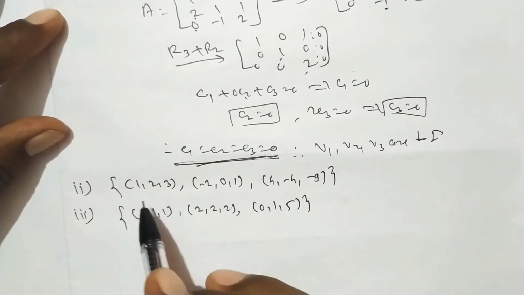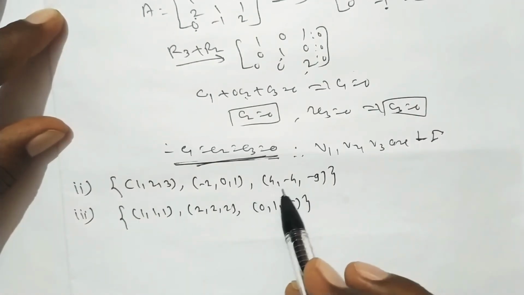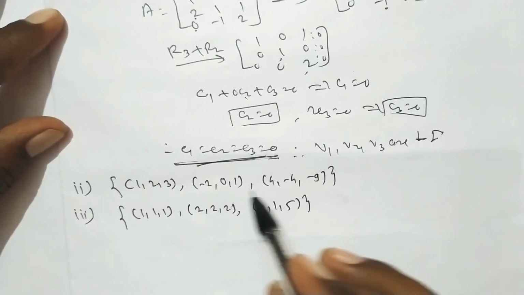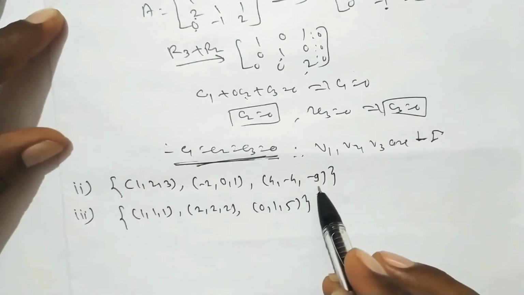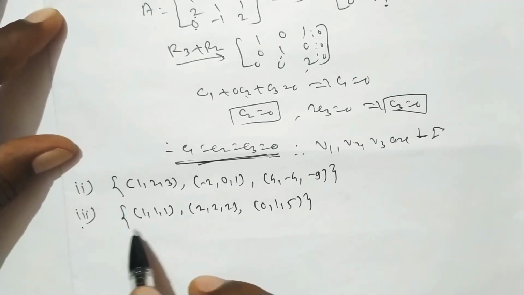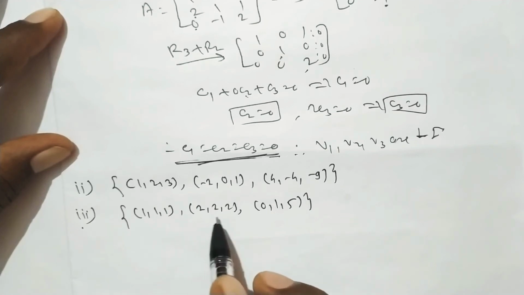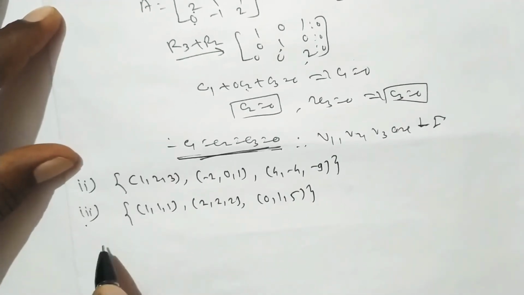So the next problem is the same. Check whether this set is linearly dependent or independent. You solve this one: 1 2 3, minus 2 0 1, 4 minus 4 minus 9. Then we will solve the third problem here. We have to check whether this set is linearly dependent or independent: 1 1 1, 2 2 2 and 0 1 5.